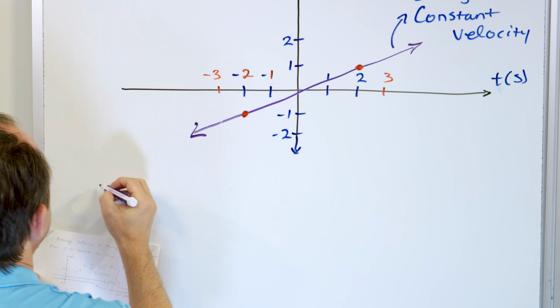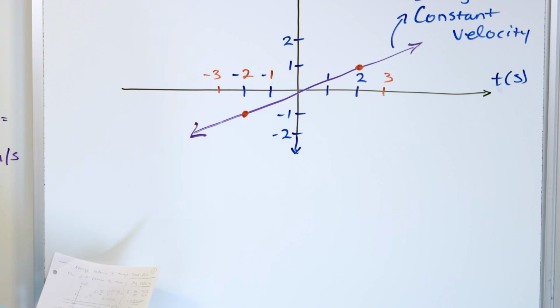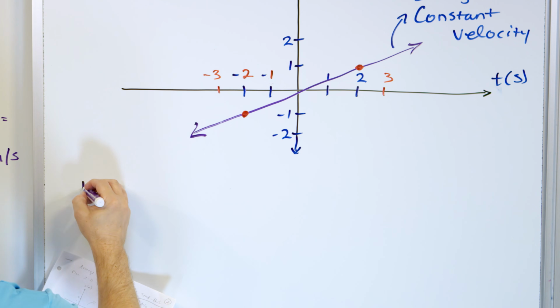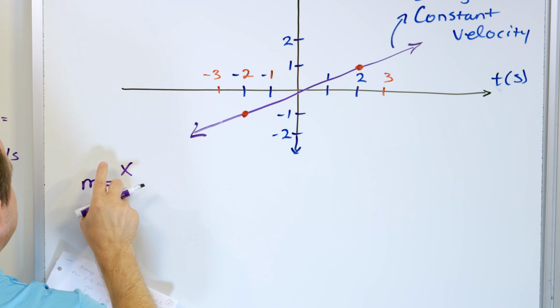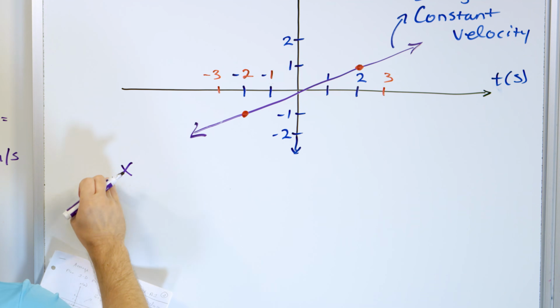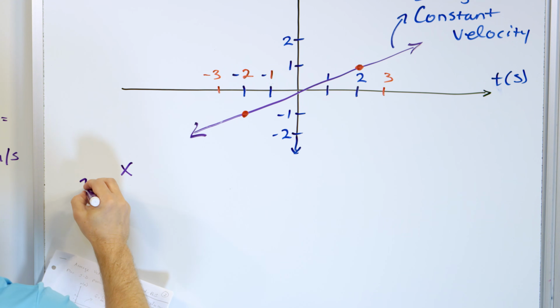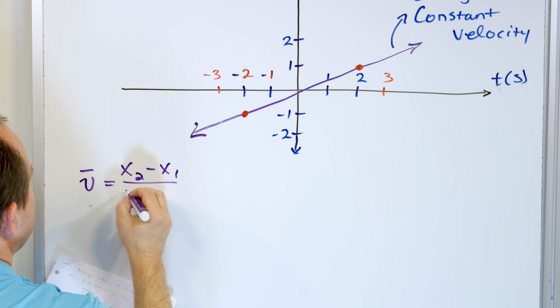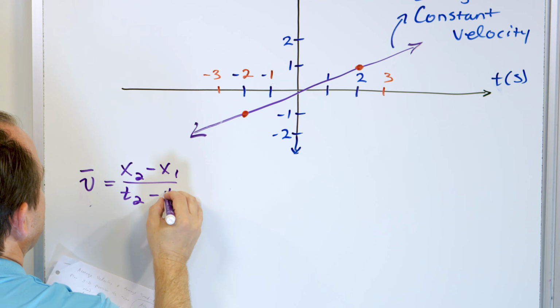Let's calculate it first by looking at the velocity between these 2 points that I have on the board right here. So the slope is x, I shouldn't say the slope. Let me go ahead and do it right. We'll say that even though we know it's the slope, it's the average velocity. That's what we're calculating. x2 minus x1 over time 2 minus time 1.